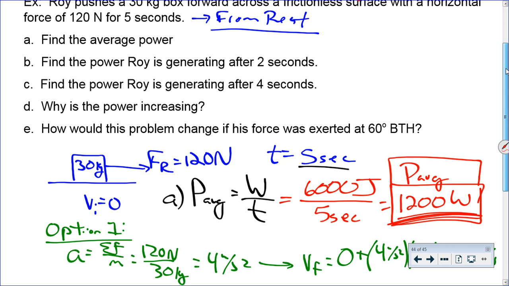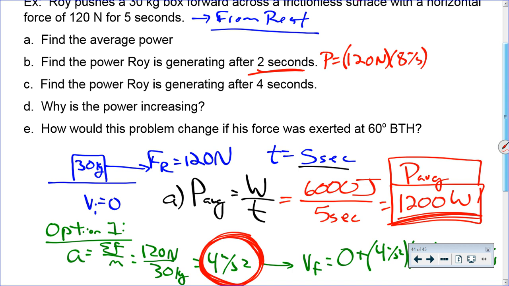Now we're looking for instantaneous power. So power is force, which is 120 newtons, times the velocity after 2 seconds. We found our acceleration was 4, so after 2 seconds our velocity is going to be 8 meters per second. Both the push and the velocity are in the same direction, so our angle is 0, and cosine of 0 is just 1. So multiplying 120 times 8 gives you 960 watts. And the units do work out: you get newton meters per second, which is a joule per second.